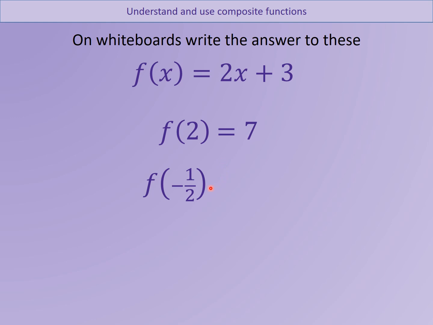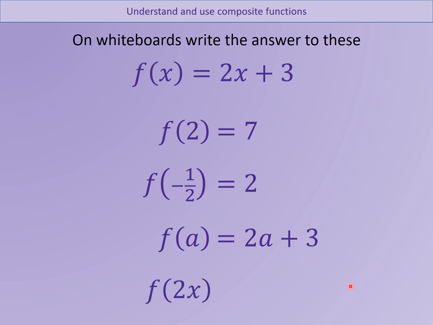Let's see what you got. So you took your minus a half in. 2 times minus a half is minus 1 plus 3, 2. Okay, nothing tricky. What about that? Okay. So what did you do to work that out then? Well, the a value, same as these two, you take that a value and you substitute it in where the x is. So really what you should have just got is 2 times a plus an extra 3. Okay, try that one.